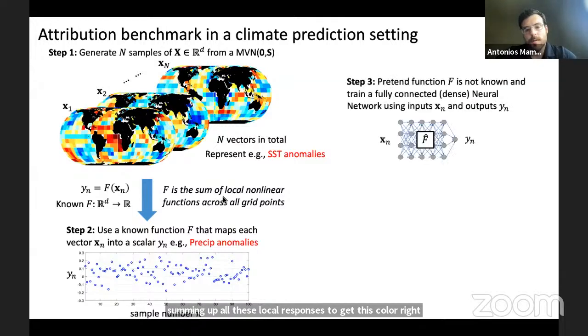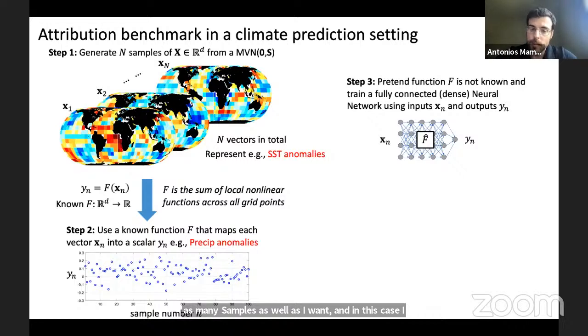So in the third step, which is where things get more interesting, I pretend that I don't know this function f, although obviously I do, and I train a neural network to approximate this function f. This is why I'm labeling this neural network as a function f hat, if you will. This network is trained to predict the y values given the x. And because this is a synthetic framework, I can create as many samples as I want. In this case, I have created 1 million of those.